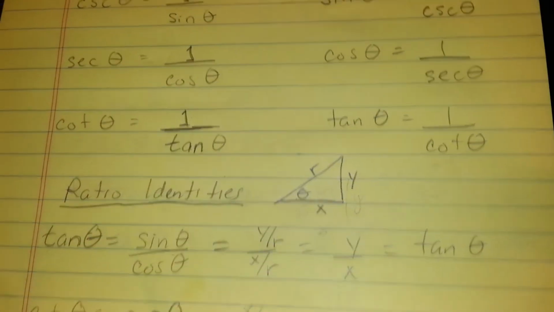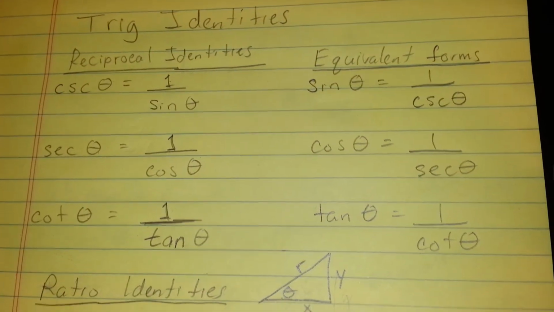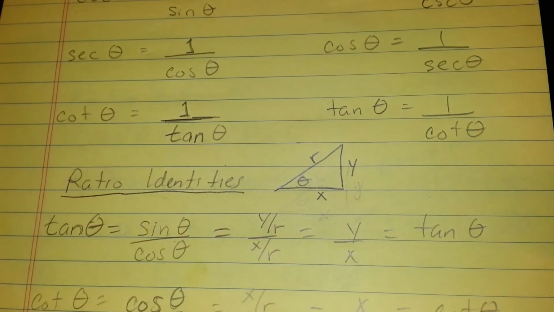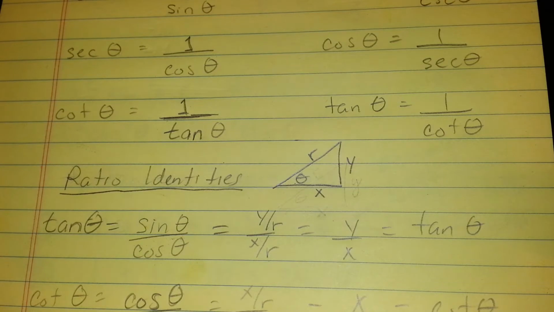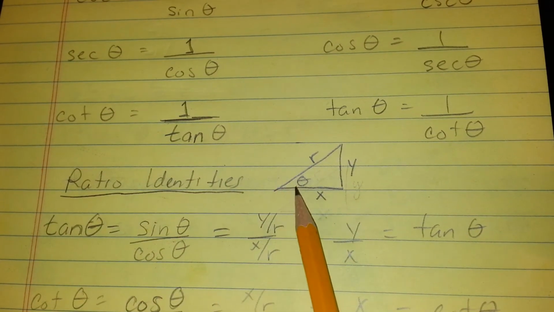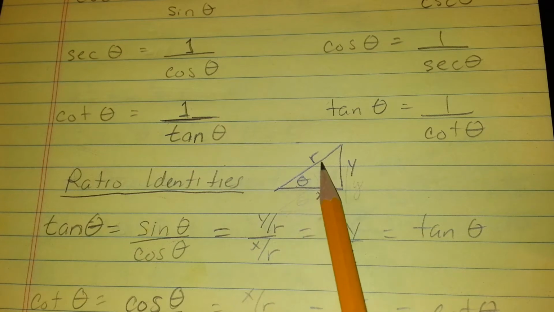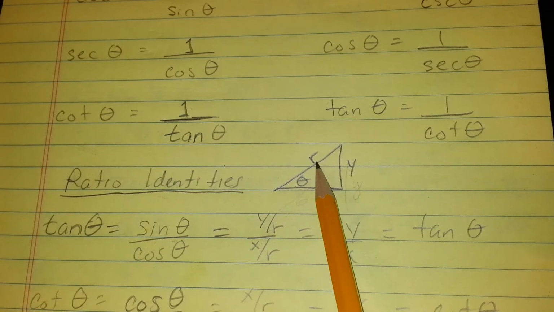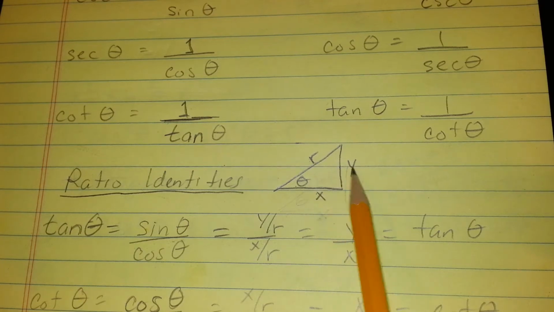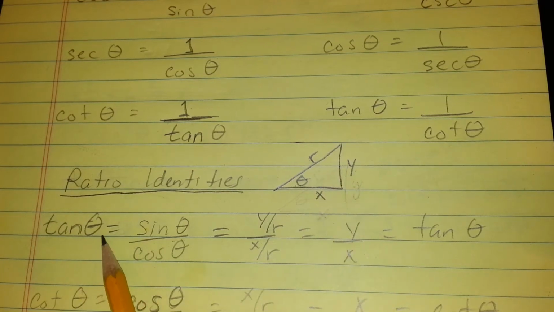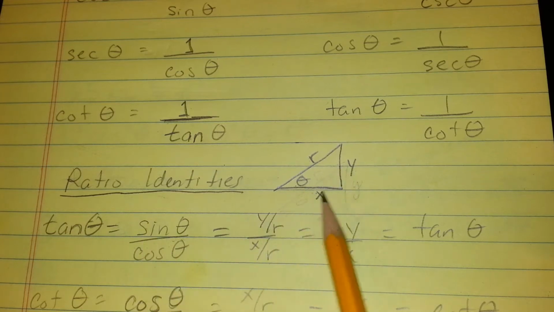So those are what we call reciprocal identities. Here are our ratio identities that we should be pretty familiar with. We know from SOHCAHTOA, here's theta, that cosine is adjacent over hypotenuse, x over r. Sine is opposite over hypotenuse, y over r. Tangent is opposite over adjacent, which is y over x.